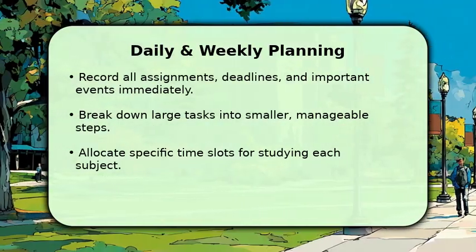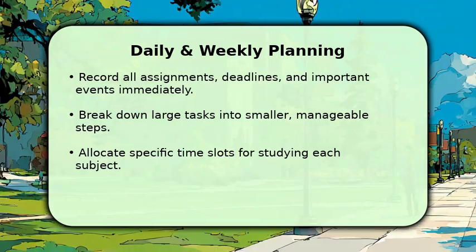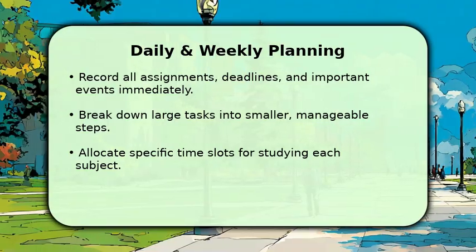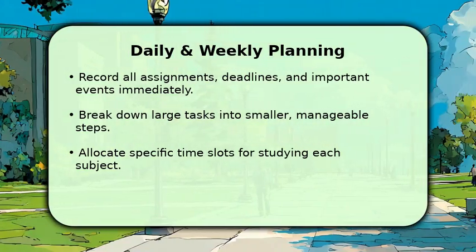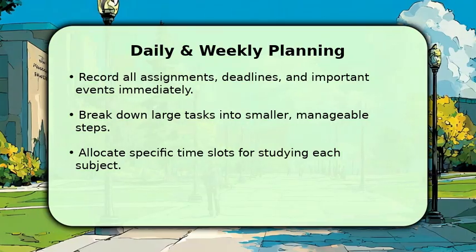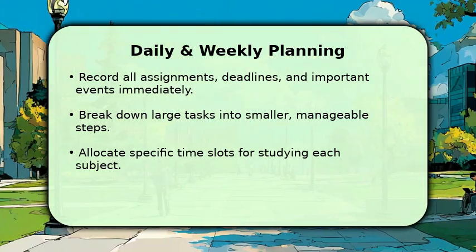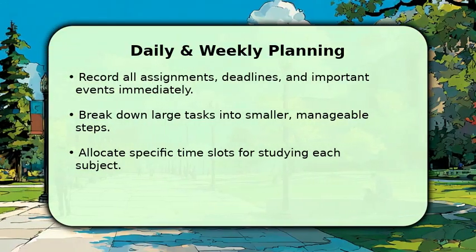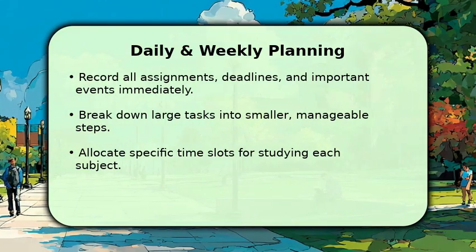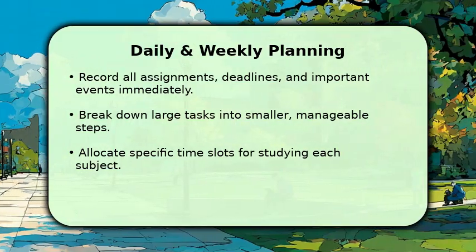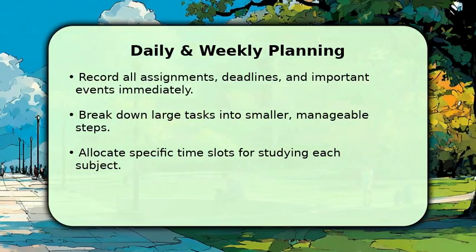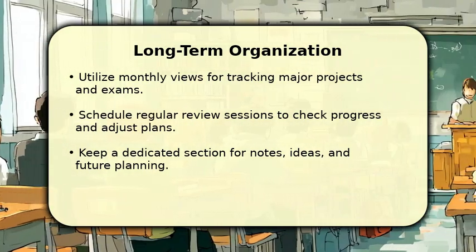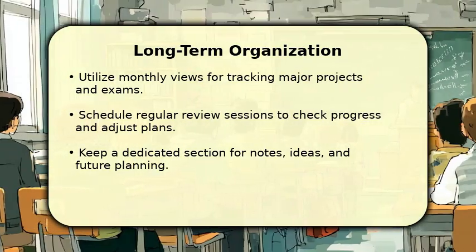Next, integrate your diary into your daily routine. Immediately record all assignments, project deadlines, and important school events as soon as you receive them. For larger tasks, break them down into smaller, more manageable steps, assigning each a specific due date. Allocate dedicated time slots for studying each subject, perhaps 30 to 45 minutes per session, ensuring you cover all your academic responsibilities effectively. For long-term planning, utilize the monthly views to track major projects, upcoming exams, and school holidays.